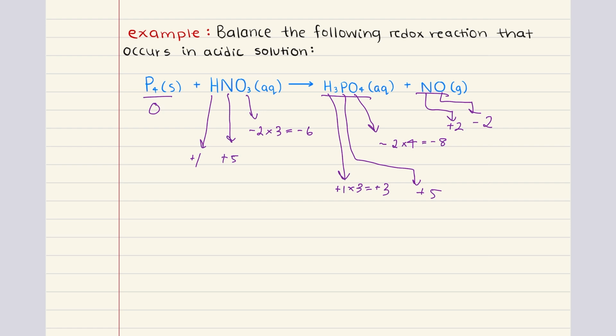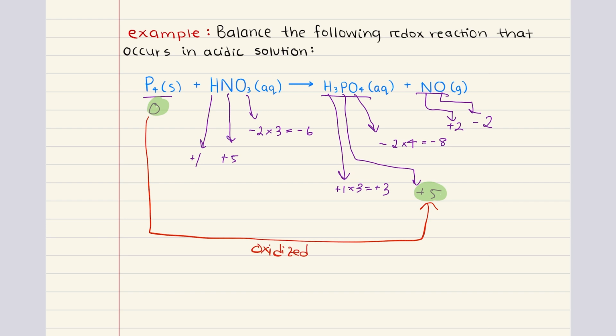Now let's identify what's oxidized and what's reduced. Looking at phosphorus, here on the reactant side, it has an oxidation number of 0, and it appears again in the products in phosphoric acid where it has an oxidation number of +5. Going from 0 to +5, that's an increase in the oxidation number, which means that phosphorus is losing electrons and it is oxidized.